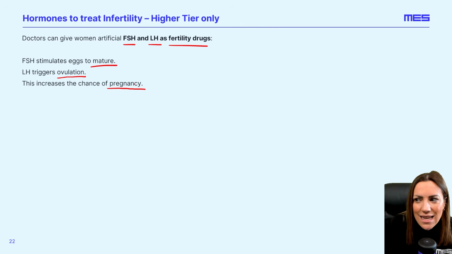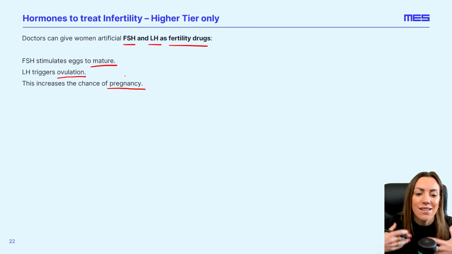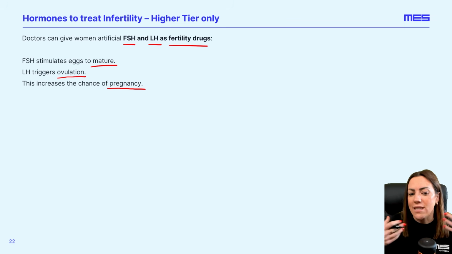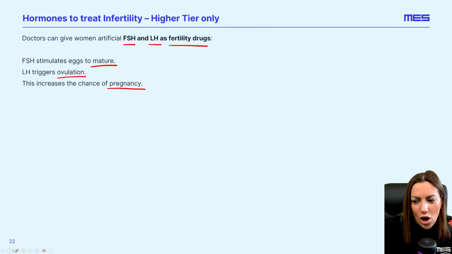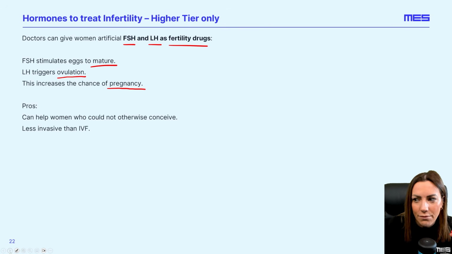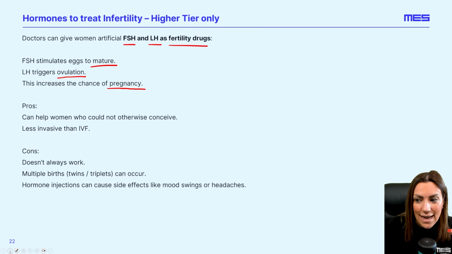And this is obviously going to increase the chance of pregnancy because there will be mature egg cells. They will be released from the ovaries. They will be present in the oviducts, ready for fertilization by a sperm cell. Now, obviously, this is going to help women who might not otherwise be able to conceive. It's less invasive than IVF, which we're going to look at in a second, but it doesn't always work.